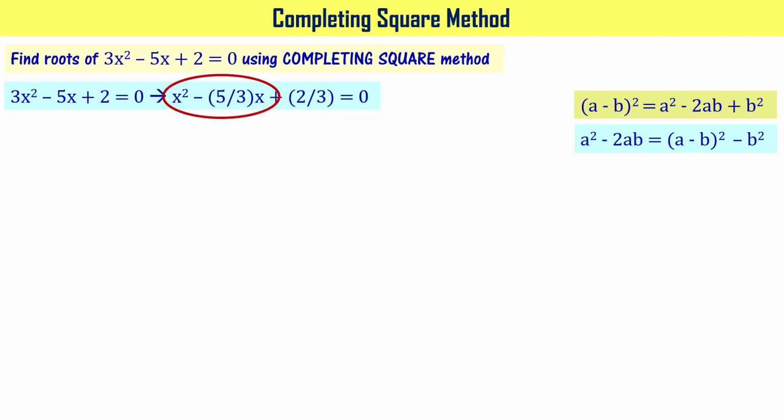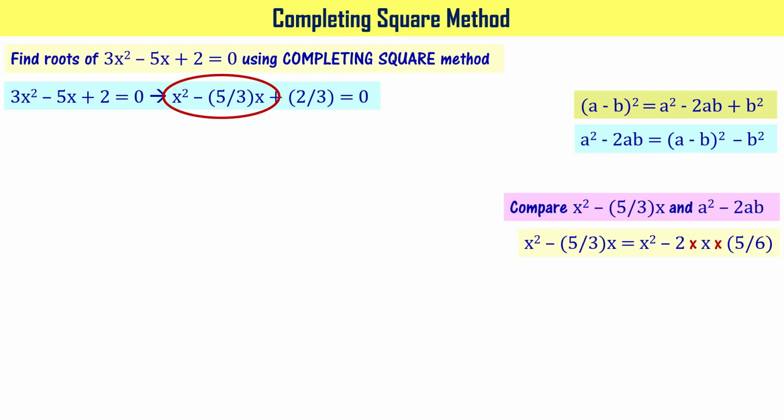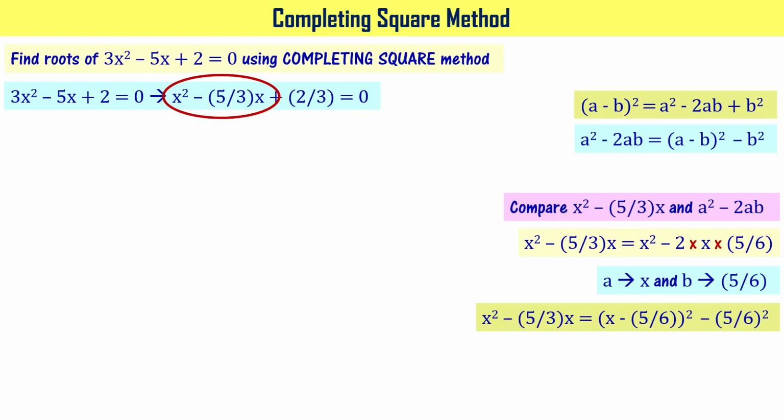Now let's compare x square minus 5 by 3x with a square minus 2ab. Prior to doing that, let me expand 5 by 3x as 2 times x times 5 by 6. Now you compare the expression with a square minus 2ab. When you do that, you can say that a equal to x and b equal to 5 by 6, right? It means x square minus 5 by 3x can be written as (x minus 5 by 6) whole square minus (5 by 6) whole square, right?